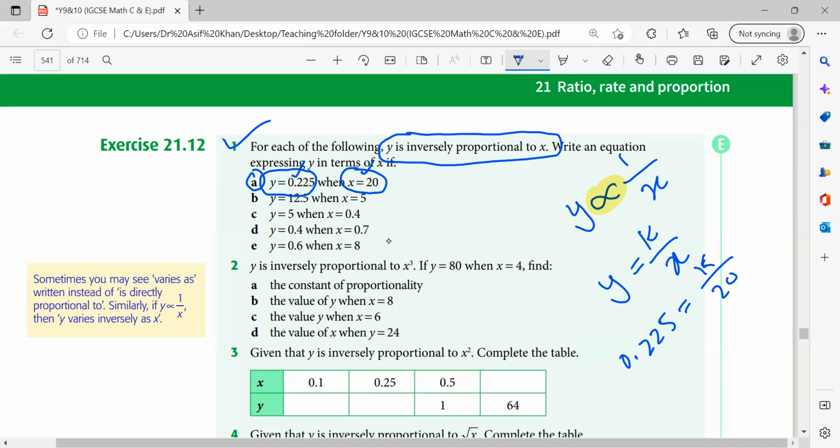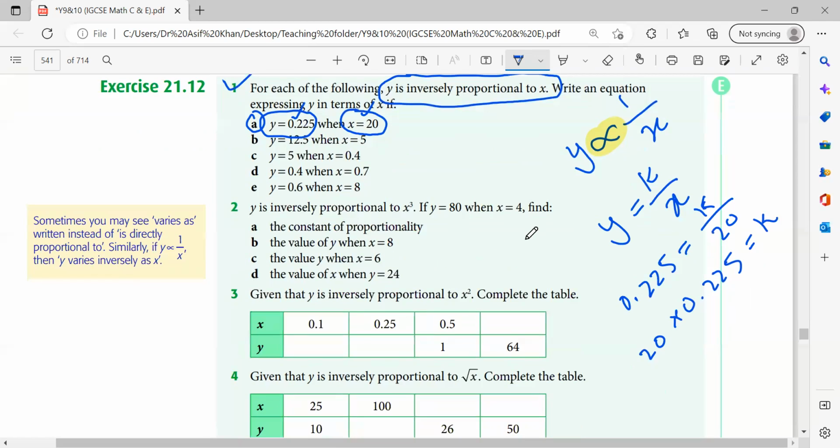20 is dividing here. On the other side, it will multiply. So 20 times 0.225 is equal to K. Now multiply these two and tell me what the answer will be. Yes, Abdullah, can you please share your answer? Everyone must have a calculator. Sir, 4.5. I'm sorry, I don't have my calculator on me. Sir, 4.5. Okay, yes, here you get the answer 4.5. You all can check whether his answer is correct or not.